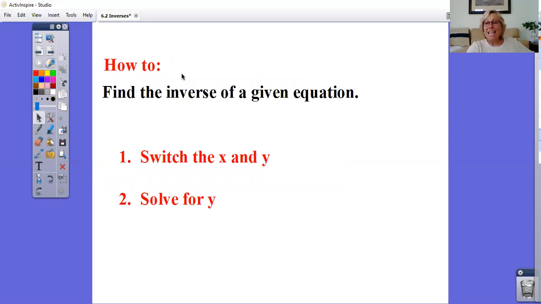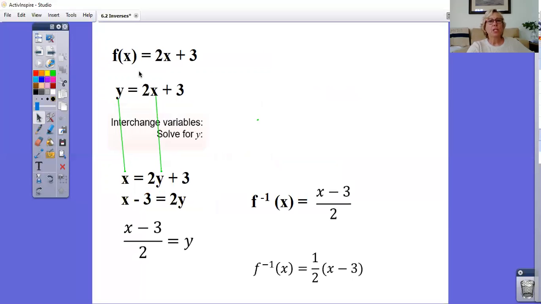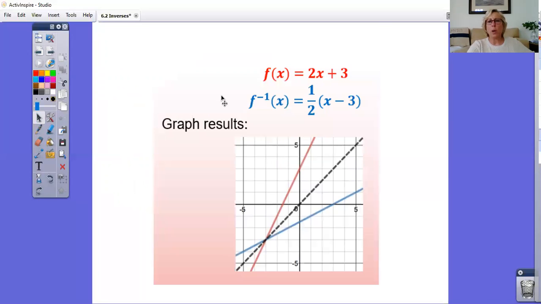Now, how to find an inverse? You switch the x and the y, and you solve for y. So I have my original. f of x is the same thing as y, so I like to write it like this. So this y becomes x, this x becomes y, and then I just solve for y. I'll subtract 3, divide by 2, and that is my inverse. Sometimes you can write it like this if you'd like. And if you graphed them, you could see that they're symmetric about y equals x.